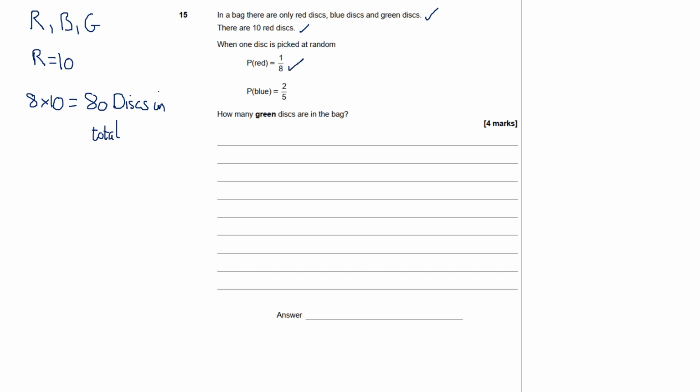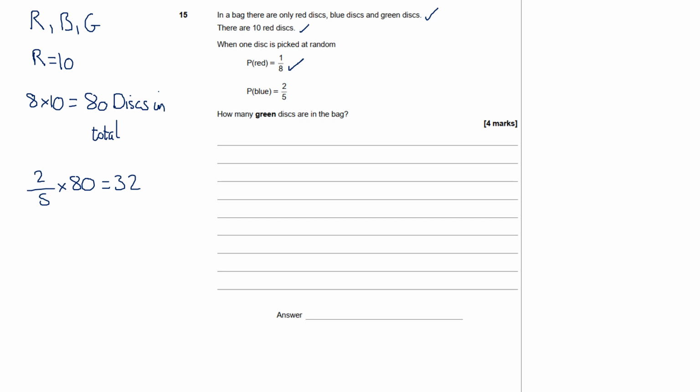And the probability that the disc is blue is 2 over 5. So now we know there's 80. What is 2/5 of 80? Well, 2/5 times 80. You can either times 80 by 2 and divide it by 5, or divide it by 5 and times it by 2. I'll do the easy method, which is dividing it by 5. So 80 divided by 5 is 16. 16 times 2 equals 32. So that means that there's 32 blue.